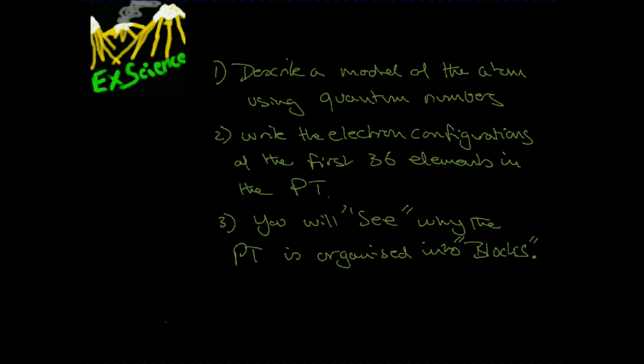So to recap, in this video we've described a model of the atom using quantum numbers. We've learned how to write the electronic configurations of the first 36 elements in the periodic table. And hopefully you would have seen why the periodic table is organized into blocks. If you haven't, then completing exercise 1.4 will help in that.